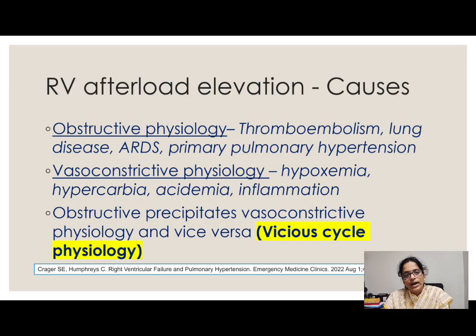What are all the causes of RV afterload elevation? One is it could be an obstructive physiology or it could be a vasoconstrictive physiology. The obstructive ones include thromboembolism, lung diseases like ARDS, primary pulmonary hypertension. What all causes vasoconstriction? Hypoxemia, hypercarbia, acidemia and inflammation. We can see clearly obstructive pathologies precipitate a vasoconstrictive pathology and vice versa also can happen. So it's essentially a vicious cycle physiology.